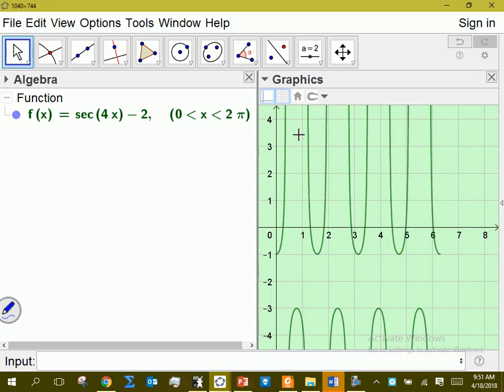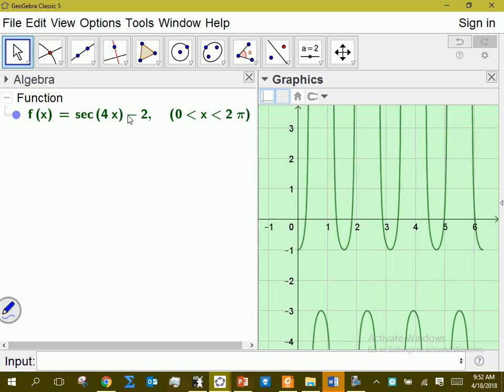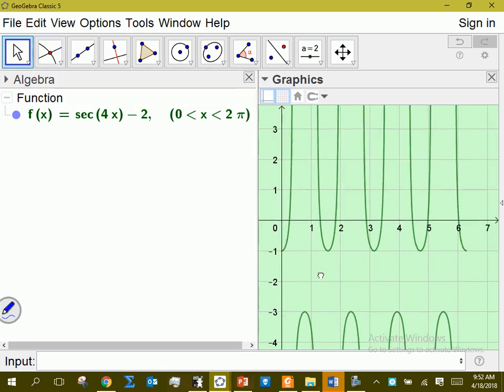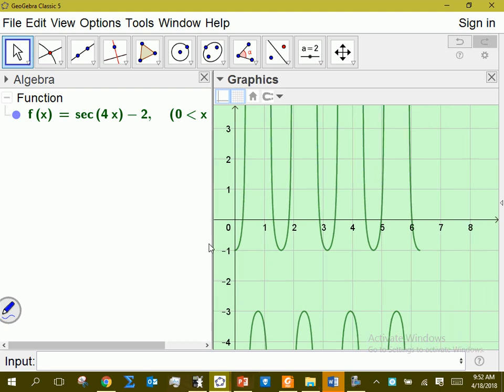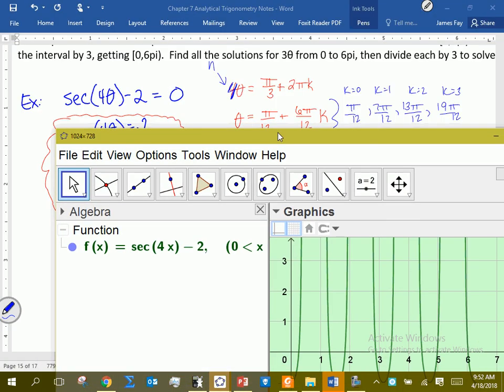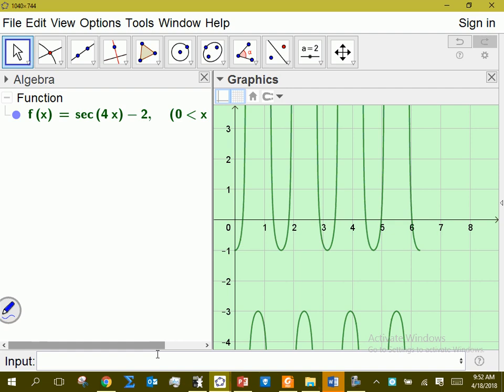Okay, so if we look at secant of 4x minus 2, the original equation, equal to 0, I'm looking at these x-intercepts, okay? See if we can produce these x-intercepts by using the information that we came up with. So I'm going to try to do this quickly.